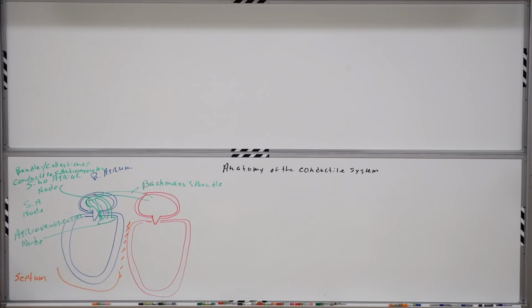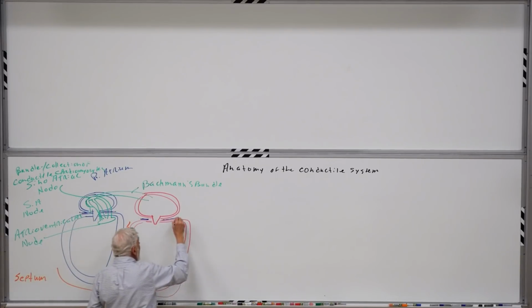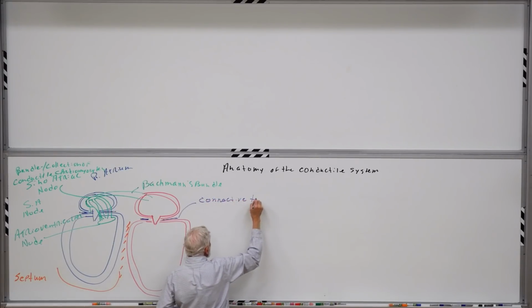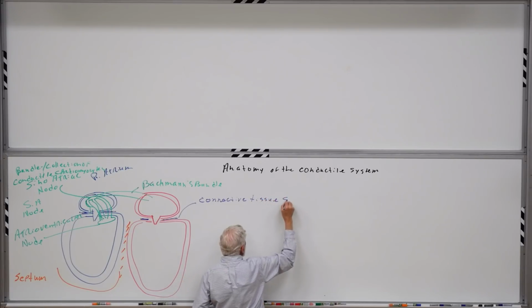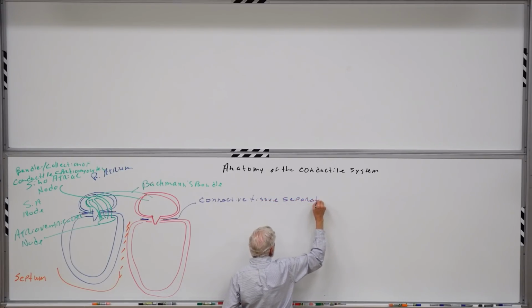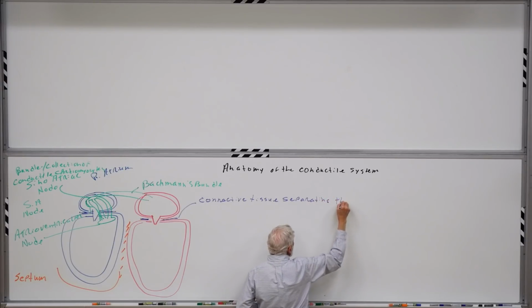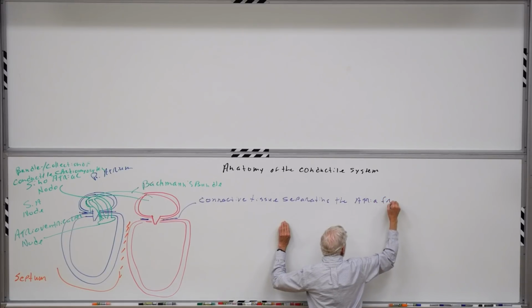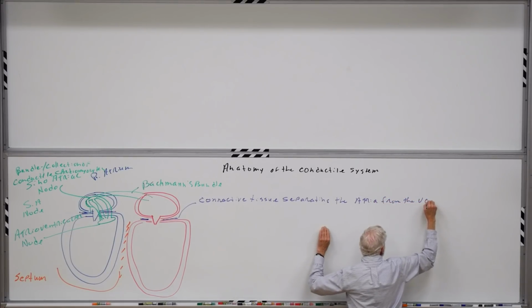The left and right atria are separated mechanically from the ventricles. And I'm going to show that by this sort of layer of purpleness. The layer of purpleness is meant to represent connective tissue separating the atria from the ventricles.